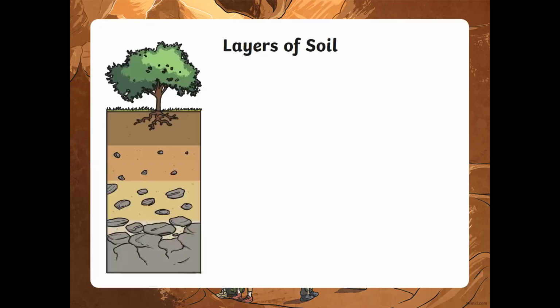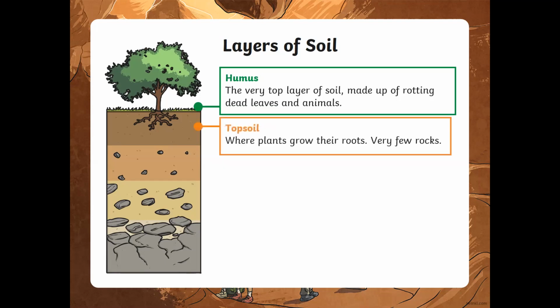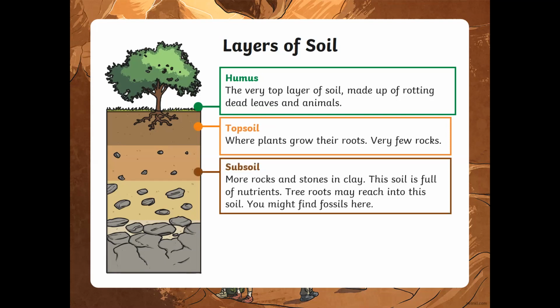Here is a recap of what lies beneath the feet. The first layer is called humus. This is the very top layer of soil made up of rotting dead leaves and animals. Then we have the topsoil where plants grow their roots, very few rocks here. Then beneath that we have the subsoil where there's more rocks and stones and clay. This soil is full of nutrients. Tree roots may reach into this soil and you might find fossils here.